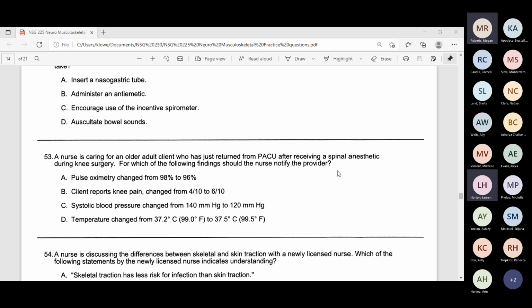I would say C because that's a 20 points and the blood pressure is a pretty big jump, isn't it? Yeah. So what the answer has is C. It says that spinal anesthesia causes vasodilation. And if the blood pressure remains more than 10 millimeters of mercury below the client's baseline, there's a potential for shock. So the nurse should notify the provider for a drop in systolic blood pressure.